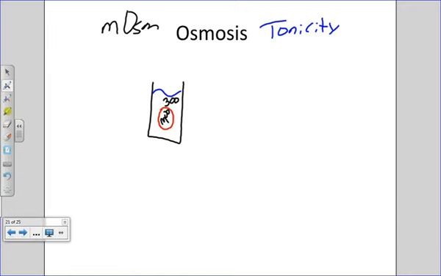Will there be a net movement of water into and out of the cell? Because remember, there's always going to be movement taking place, movement in, movement out. But in this situation, there will be no net movement, due to the equal amount, or equilibrium, of sodium on the inside versus the outside. So as a result, this cell will be able to maintain its shape.